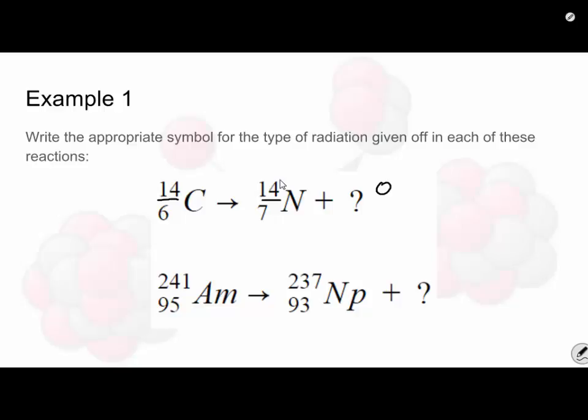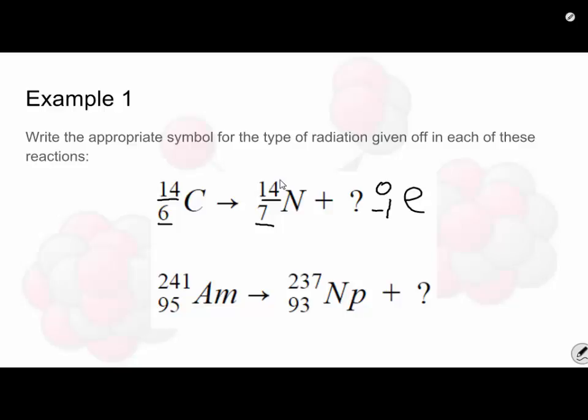Let's just double check our atomic number. So we have 6, and on this side we have 7. So we have to get them to both be 6. So 7 plus what gives us 6, and our answer would be a negative 1. So 7 plus a negative 1 gives us 6. So that would be our beta particle. Okay, let's try the next one.